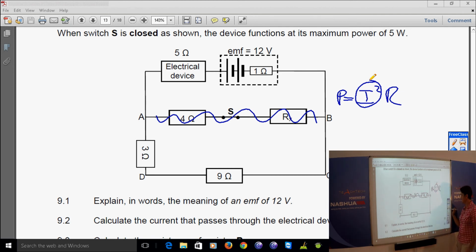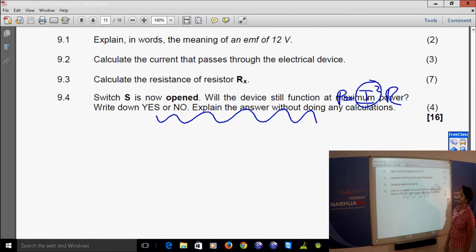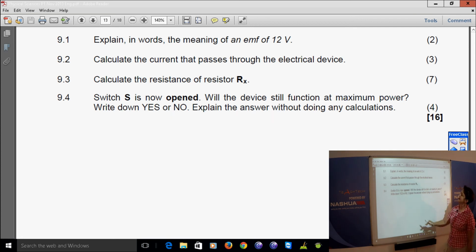So our answer for that question will be no. And then the explanation will be: total resistance increases, therefore the total current decreases, and if the current decreases, the power will decrease as well.